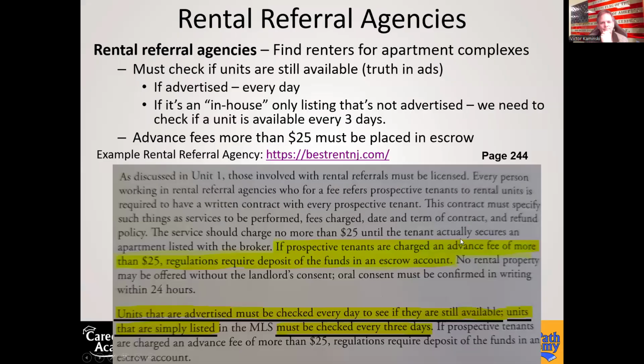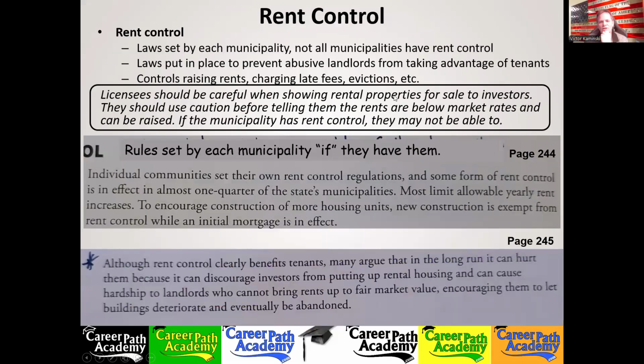Rent control laws, not all municipalities have them, but these are laws set by each municipality, and not all municipalities have rent control laws. Rent control laws are put into place to prevent abusive landlords from taking advantage of tenants. It controls raising the rents or charging late fees or evicting tenants so that they get someone else in there that's going to pay a higher rent, things of that nature. That's the purpose of rent control laws.